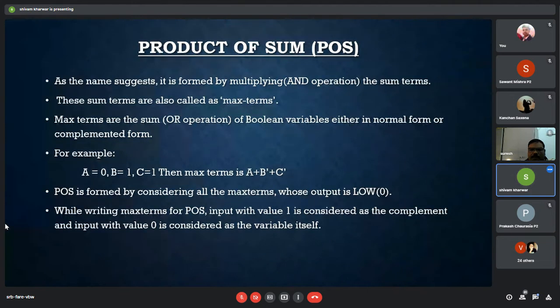Now, product of sum or POS. As the name suggests, it is formed by multiplying the sum terms. These sum terms are also called max terms. Max terms are the sum of Boolean variables either in normal form or complemented form. For example, here the three variables are A, B, and C. A is 0, B is 1, and C is 1. So the max term will be A plus complement of B plus complement of C. POS is formed by considering all the max terms whose output is low. While writing max terms for POS, input with value 1 is considered as the complement and input with value 0 is considered as the variable itself.